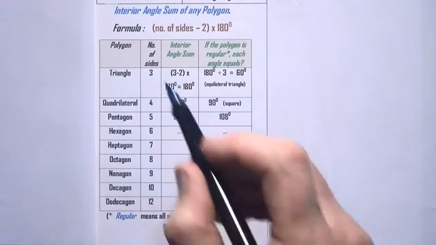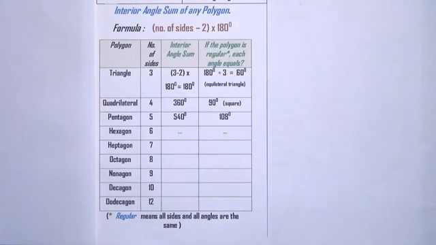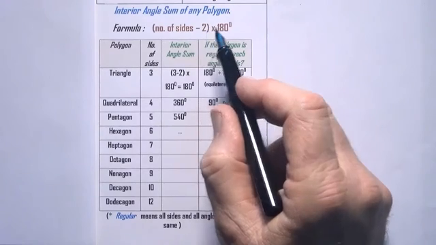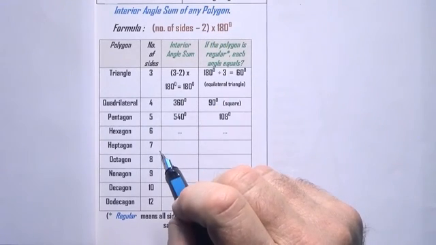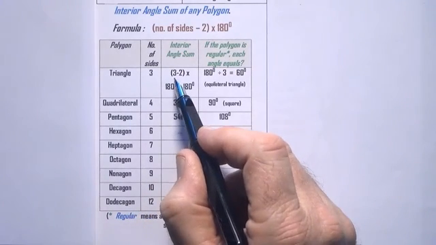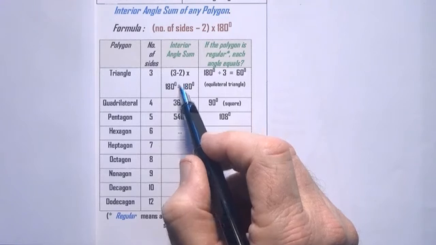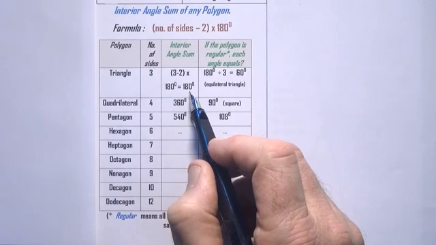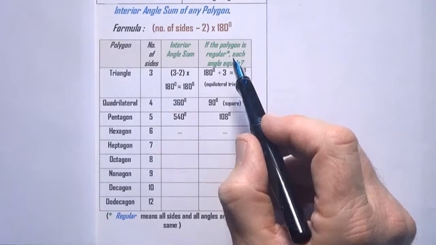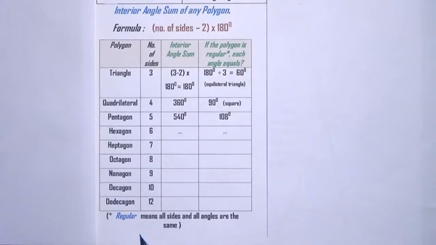I'd like to talk now about the interior angle sum of any polygon. We have a formula for this. It is the number of sides minus 2 multiplied by 180 degrees. So in the case of a triangle, which we've already done, it is 3 sides minus 2, which is 1, times 180 is 180. And in this column here, I ask if the polygon is regular. Now, regular means all sides and all angles are equal.